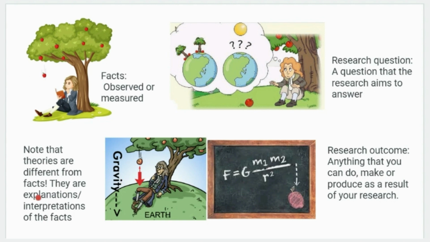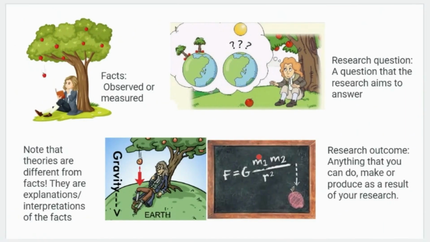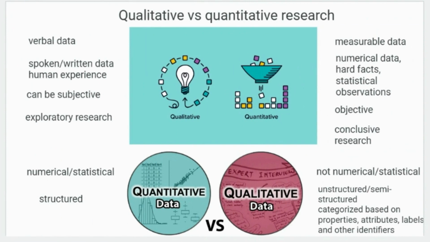And in Newton's case, finally, one of the research outcomes was this theory, right? It explained that the apple fell onto the earth because of gravity, and that was the same reason why the moon would stay in its orbit, right? So these are research outcomes, but note that theories are different from facts. They are explanations of the facts. So when you have some observation, you try to explain it. That could also be an objective of research. Okay, are these terms clear to you?